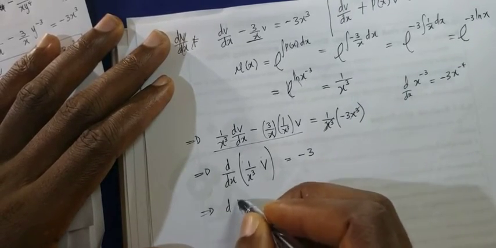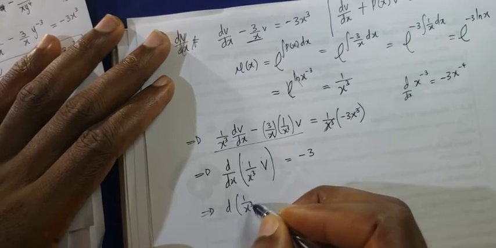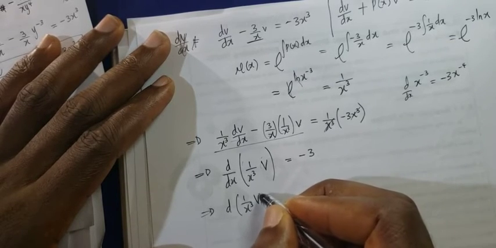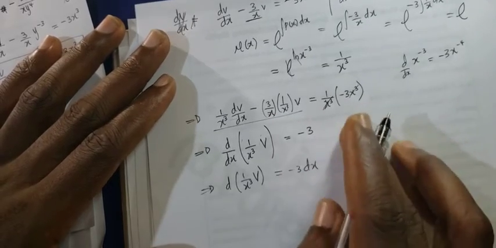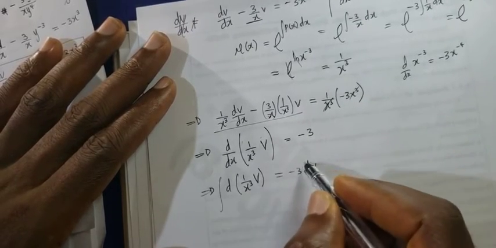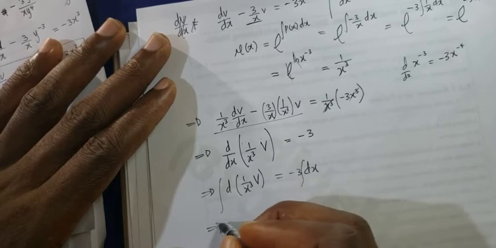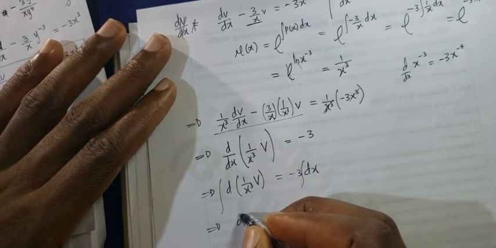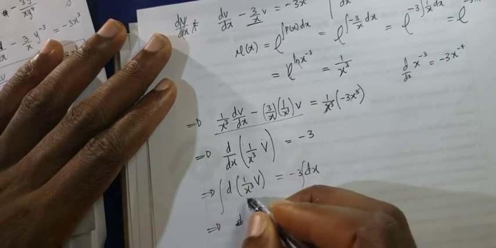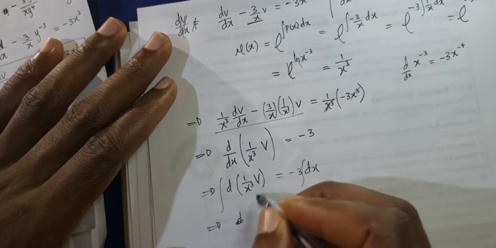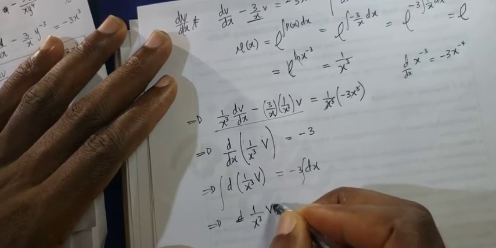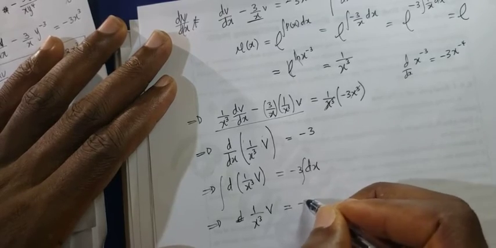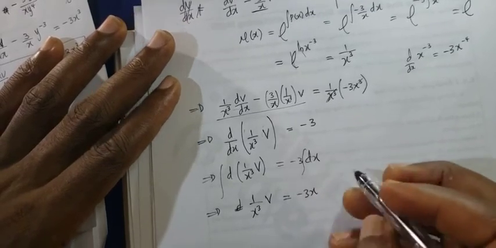I can say d of 1 over x raised to power 3, multiplied by v, is equal to minus 3 dx. So this is quite easy. Integrate this and integrate this. So as before, the integral of d of anything is just anything, so this is just going to be 1 over x raised to power 3 v is equal to minus 3x.